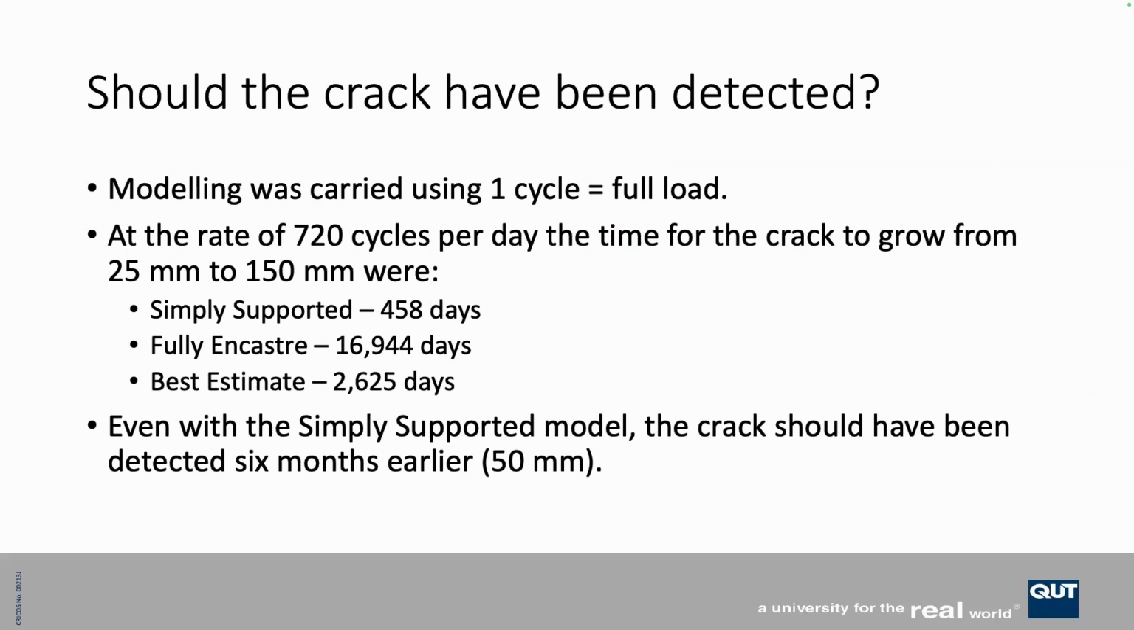Should the crack have been detected? I knew roughly what the forces on the load were, and I knew that there were about 4 cycles a minute. And so I estimated a rate of about 720 cycles per day on the pin. In the simply supported case, that was the worst case, which I knew wasn't actually true, but I knew it was possible. That was as fast as it was ever going to go. The crack should have grown from about 25 millimeters to 150 millimeters in about 450, 460 days. In the fully encastre model, it was about 16,000 days. And in my best estimate, it was around about 2,600 days.